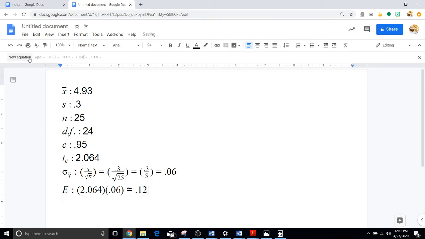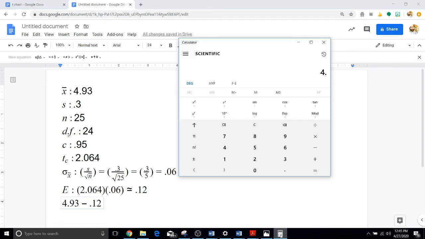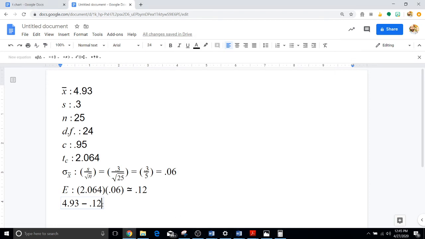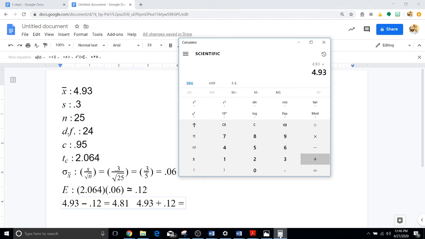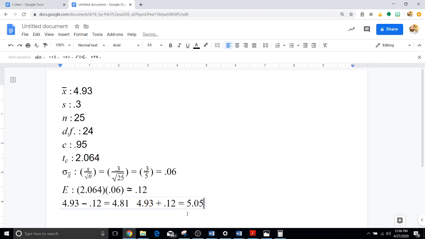Our average is going to be 4.93. We're going to subtract from that 0.12. And 4.93 subtracting 0.12 gives us 4.81. So that's going to be our lower. 4.81 is our lower value. Let's do the opposite now. 4.93 plus 0.12. So 4.93 plus 0.12 gives us 5.05.